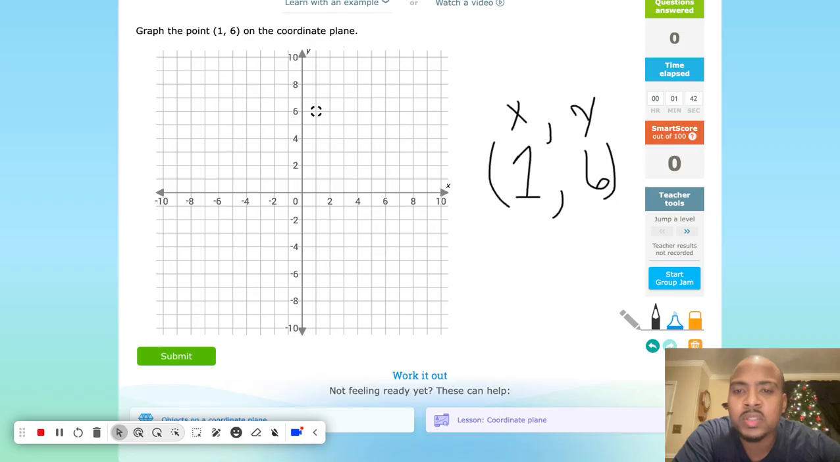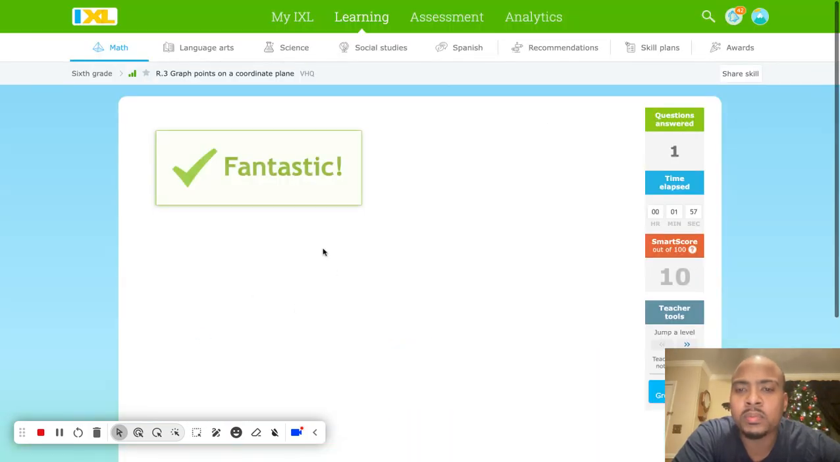And then I'm just going to simply place a dot, showing that I know how to follow directions, showing that I understand that I move one time to the right because of this coordinate, and then I move 6 times up because of the Y coordinate. Understand? Okay, cool. Boom. Submit.